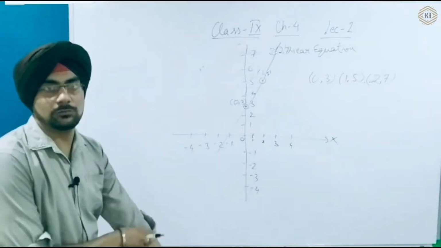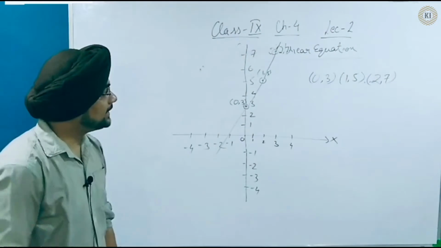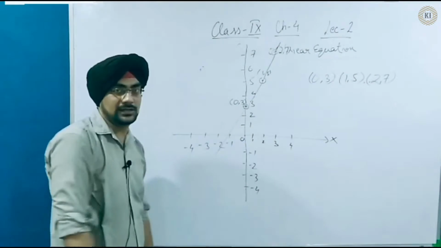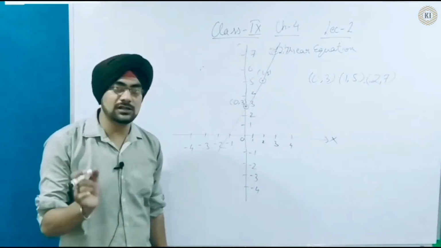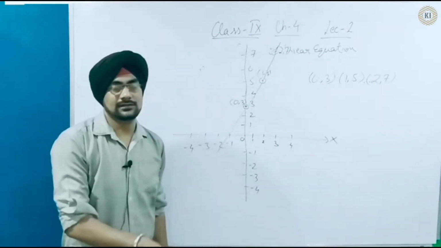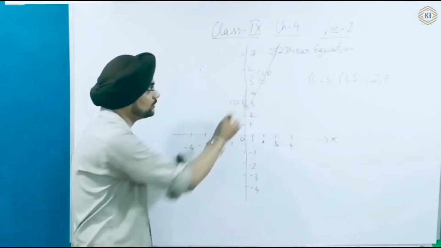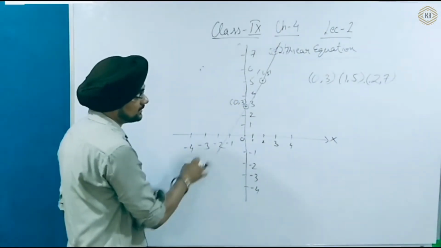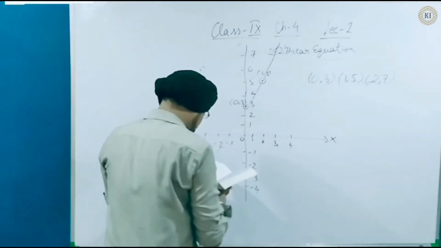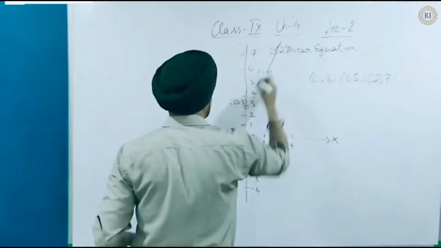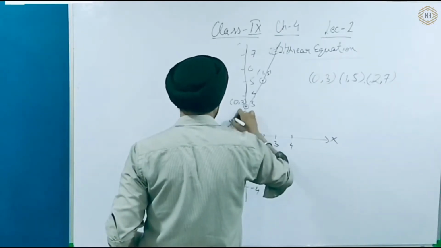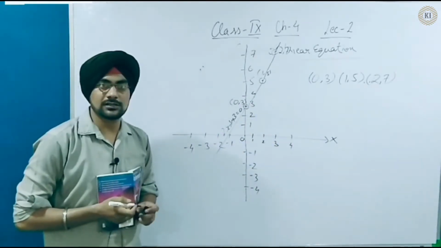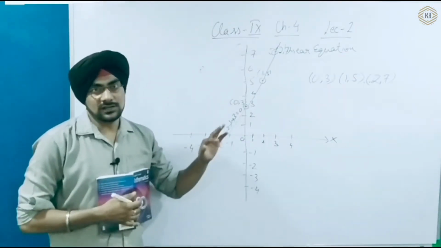This line is going to pass through all 3 points, and the line should always be a straight line. It means the points should be collinear. Collinear points means all the points should lie on the same straight line. On this line you will write the name of the equation, 2x minus y plus 3 is equal to 0. In this way you plot the equation on graph paper.